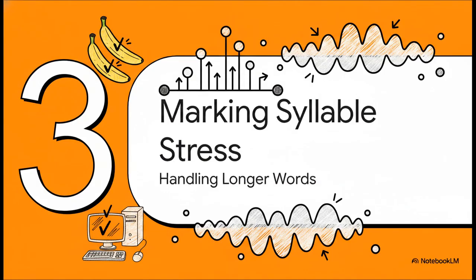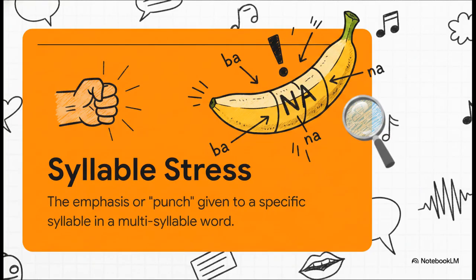Okay, so you've totally got the hang of single-syllable words now. But what about longer words, like banana or computer? Well, for that, we just need to add one more little tool to our kit, syllable stress. So what is syllable stress? Really, it's just the punch or the extra emphasis we put on one specific part of a word. Think about the word banana. We don't say BAnana or baNAna. We say baNAna. See that? That little bit of extra energy on that middle syllable, that's the stress.